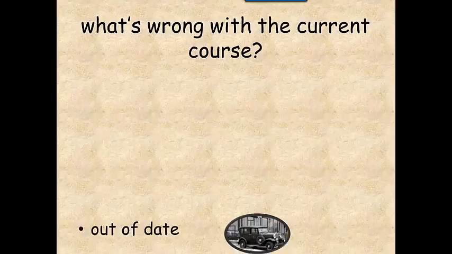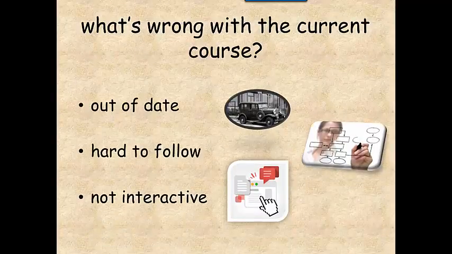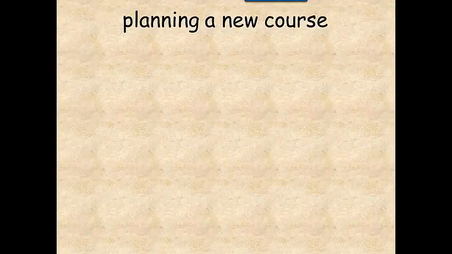Well, first thing we did was we tried to determine what was currently in need of fixing up, freshening up, and it breaks down into these three categories. There are things that are either out of date, things that are hard to follow, and there's a lack of interactivity. So if we just take care of these three issues, we've gone a long way to improving things.